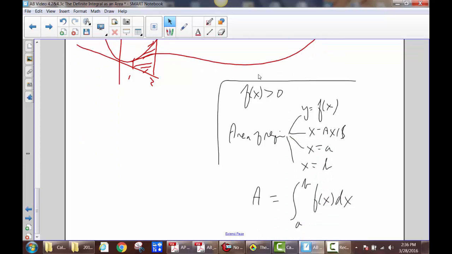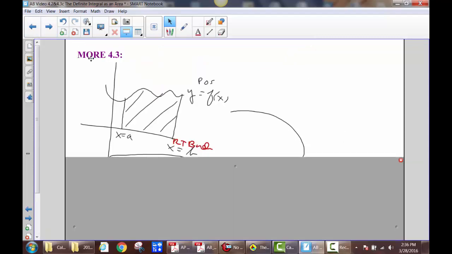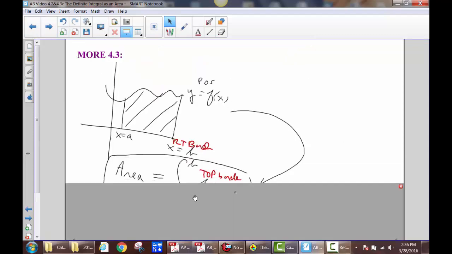And as long as your function is above the x-axis, then the area of the region bounded by that function, the x-axis, x equals a and x equals b, that area is exactly the definite integral from a to b of f of x dx.